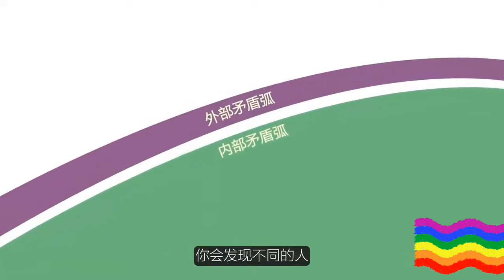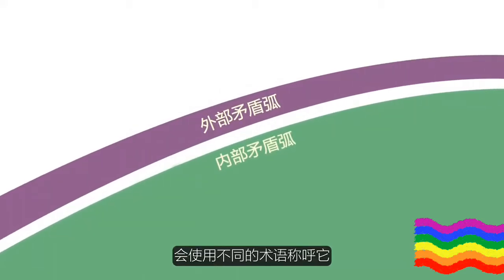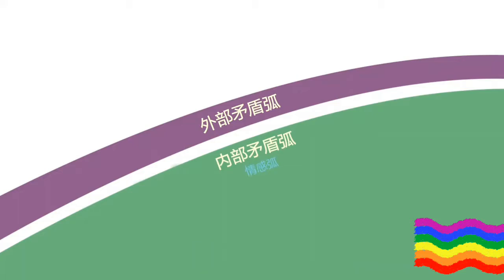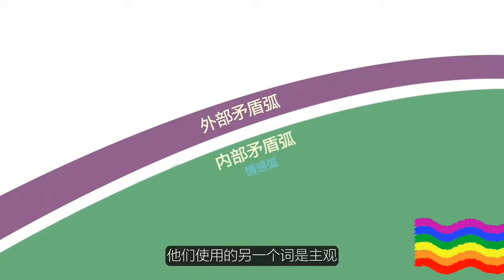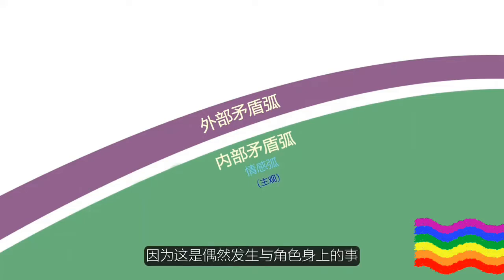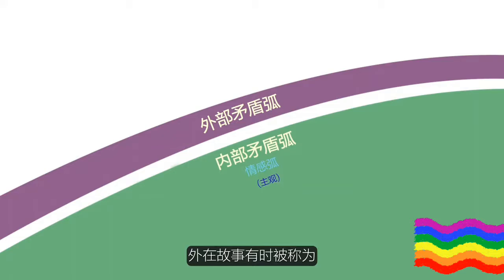You'll find people referring to these by different terms. Sometimes the internal is also called the emotional arc. Another word they use is subjective. It's the subjective story because it happens to the character. The external story is sometimes called the physical story or the objective story.